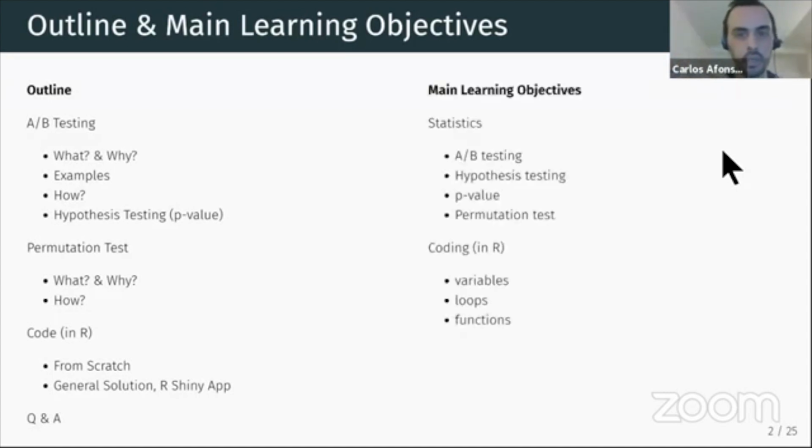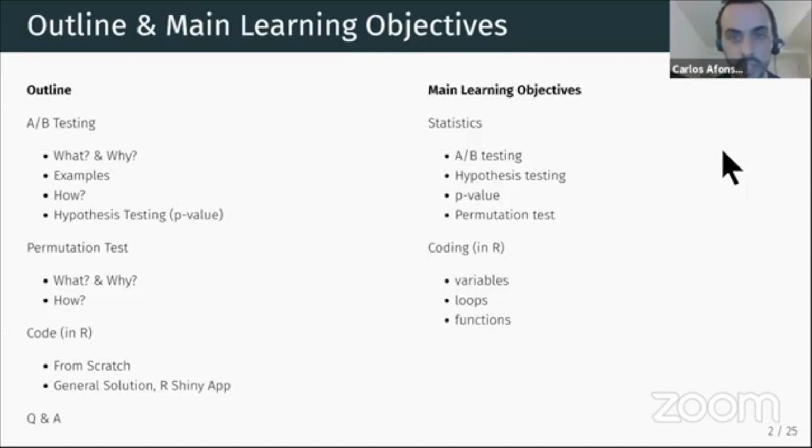So the main learning objectives for today, I broke them down into statistics and coding. As you know, data science requires knowledge of statistics, knowledge of coding and programming, and also industry knowledge. So in this workshop, we're going to focus mostly on statistics, but also some skills in coding.